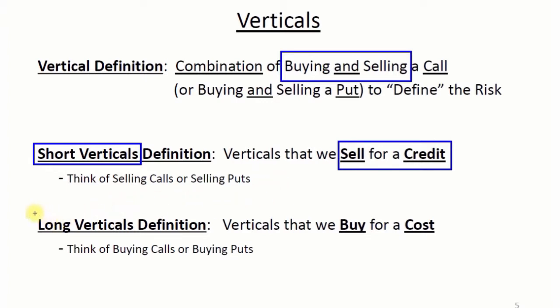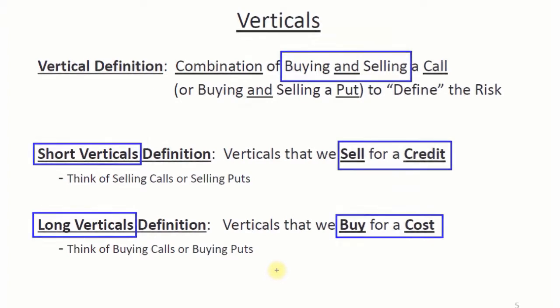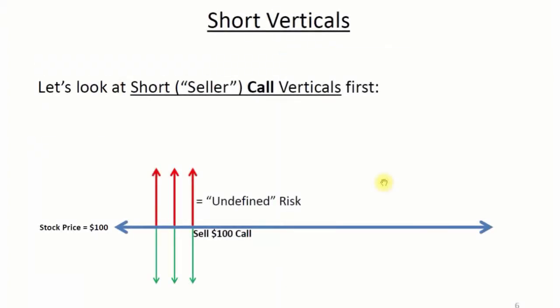And there's something called long verticals, which we now know long equals debit equals cost. So long verticals are something that we buy for a cost. And this is similar to just buying calls or buying puts outright. Except you'll see in this case, by defining our risk, we actually increase our POP. So let's start with selling or shorting call verticals.